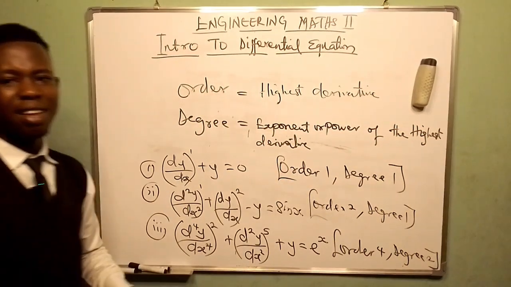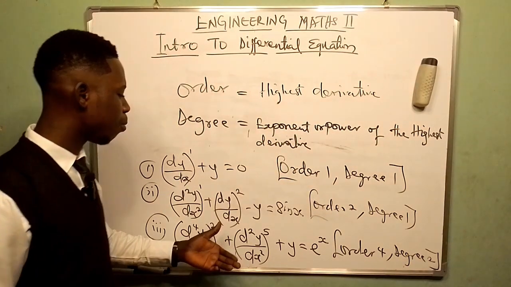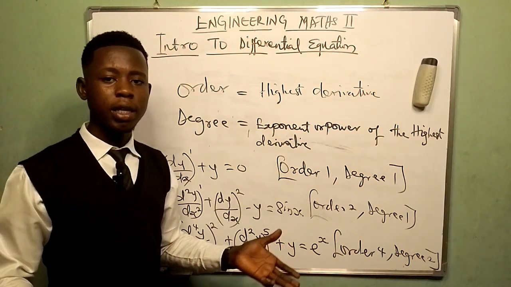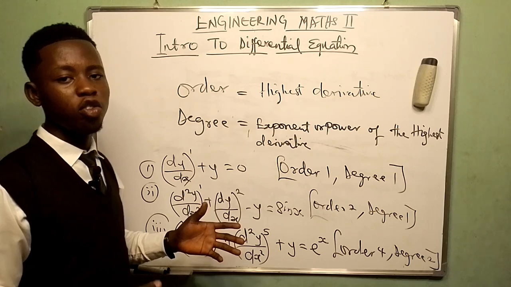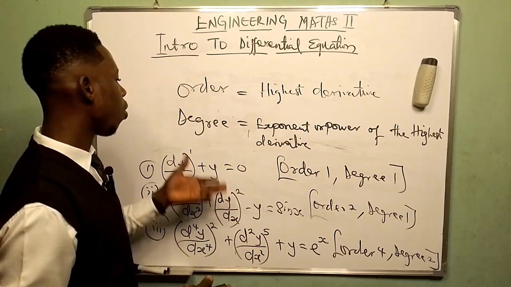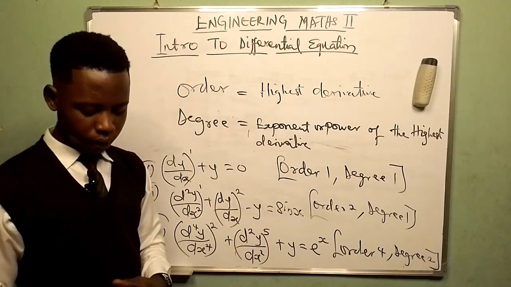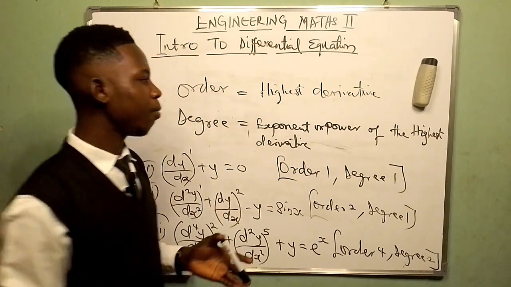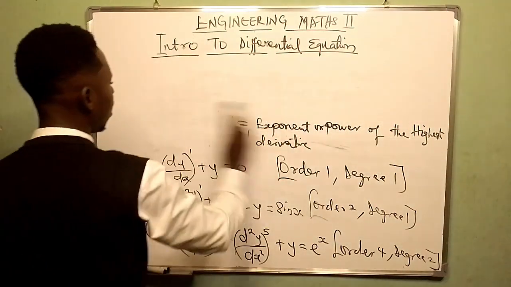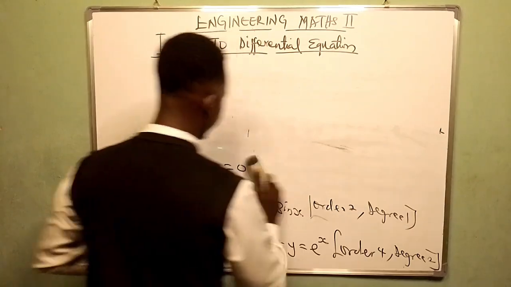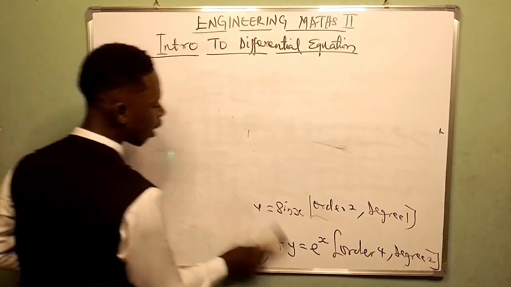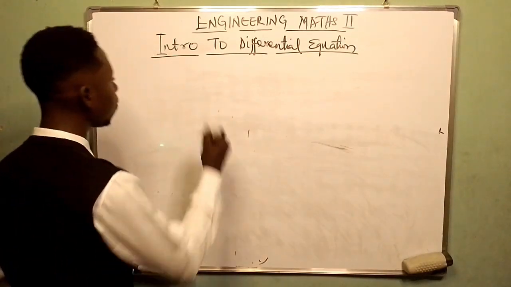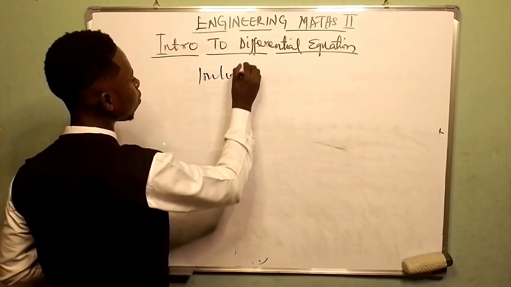I'm sure that this example has been able to clarify the confusion you've been encountering on order and degree. Now, another point I would like us to touch is the point we call the initial and boundary value problem.